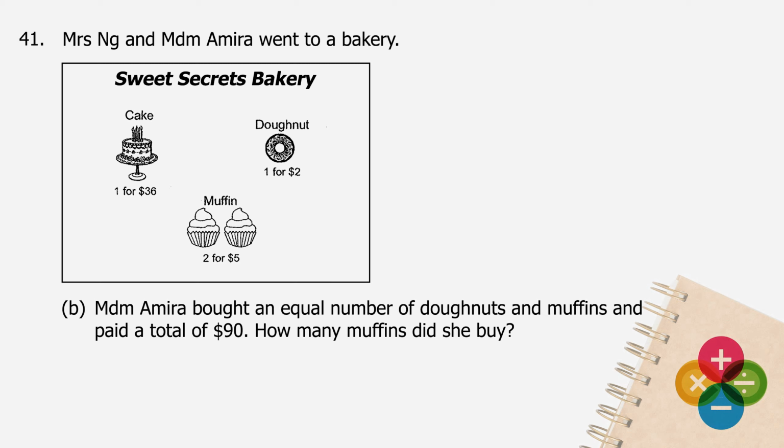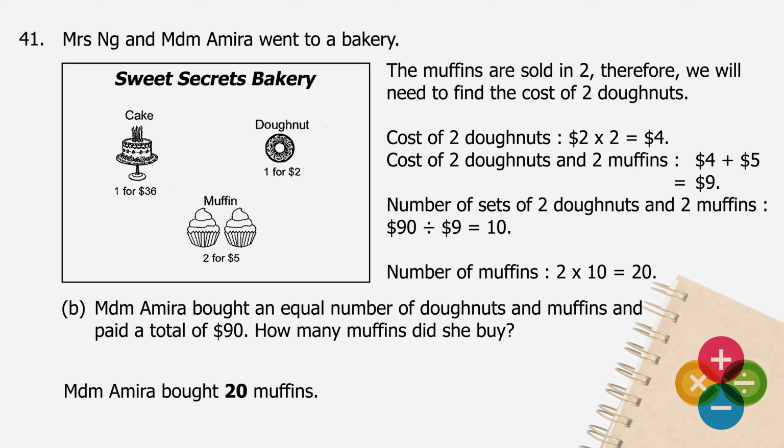B. Madam Amira bought an equal number of donuts and muffins and paid a total of $90. How many muffins did she buy? The muffins are sold in a set of 2. Therefore, we will need to find the cost of 2 donuts.